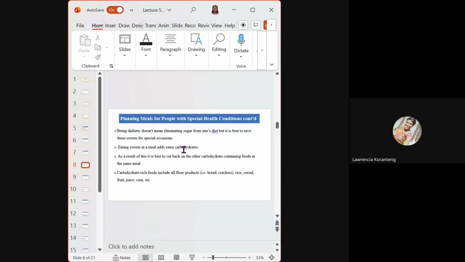So there's nothing like, "I'm diabetic, so I won't take cake, I won't take anything." No, you can save them for special occasions. You can decide not to be eating sugary foods. When it is your birthday, then maybe you get a bite of ice cream or a bite of cake or something.